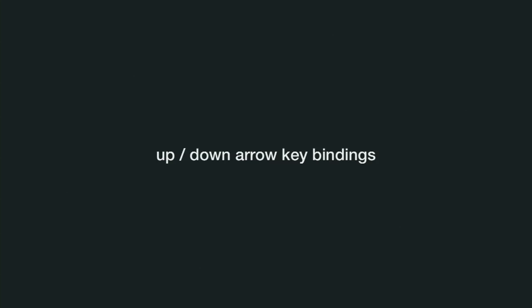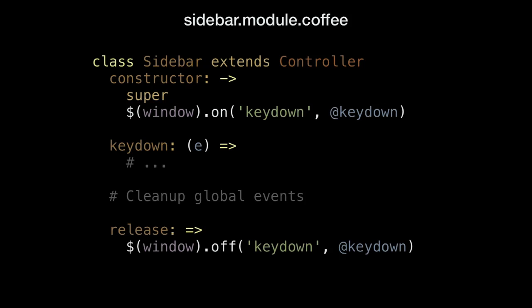So we can add up and down keyboard bindings to the sidebar controller. So again, if you open up sidebar.module.coffee, we can add a global event listener for keydown in the constructor here, and then we can clean that up in the release function. Remember, that's quite important because if the controller is removed from the DOM, we want that to be cleaned up.